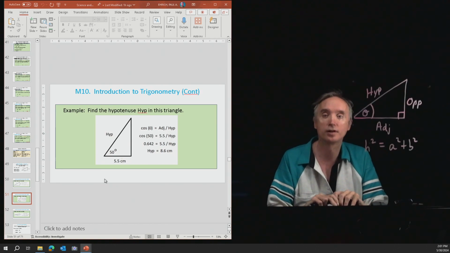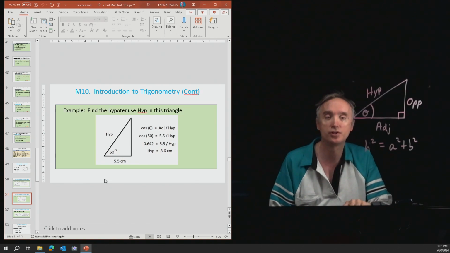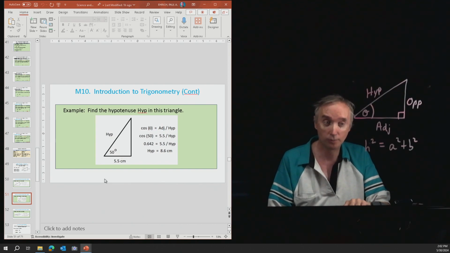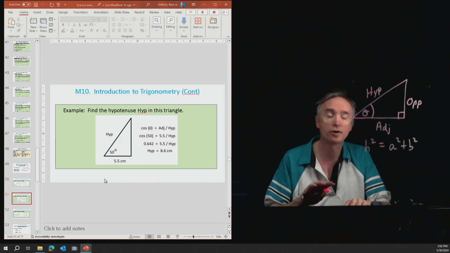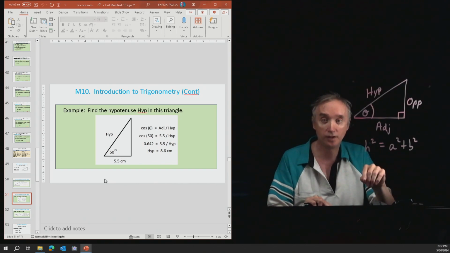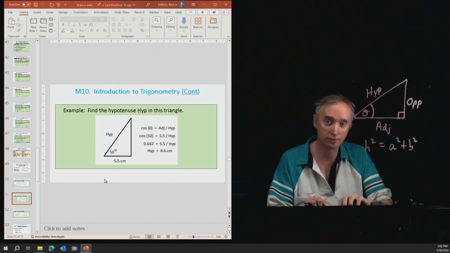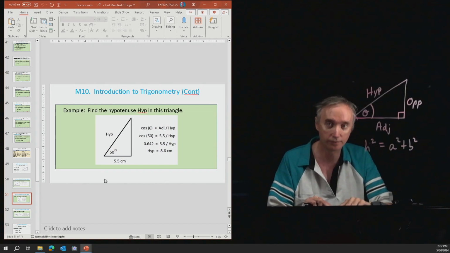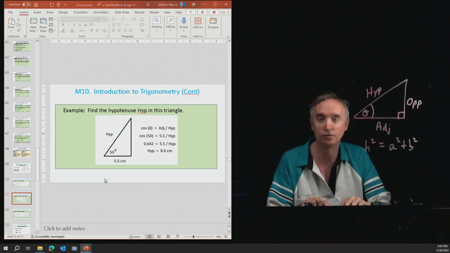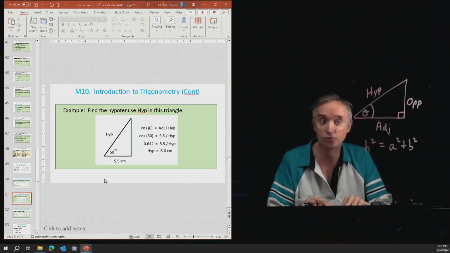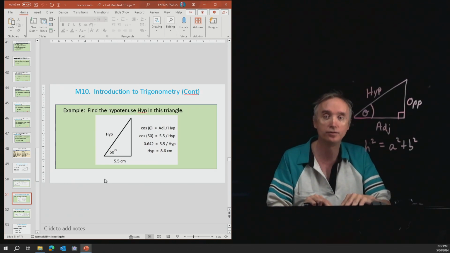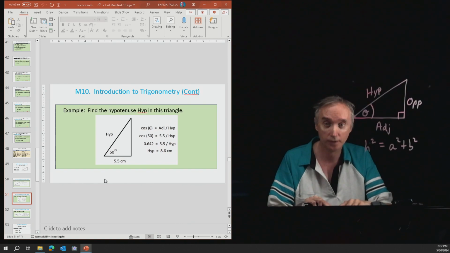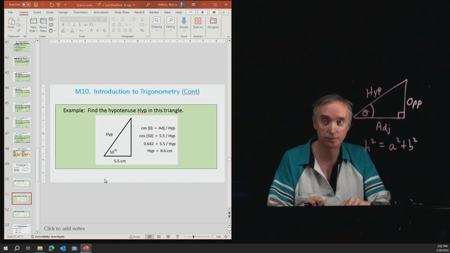Okay, and so we're going to say the cosine of the angle is the adjacent divided by the hypotenuse. We're going to plug in the angle, plug in the adjacent side, and now it's on our calculator. We are going to put 50 and then press the cosine button on your calculator. I will show you how to do that later. And that turns out to be 0.642. Now it's algebra, because all we've got to do now is rearrange the formula so it says hypotenuse equals something, and then that turns out to be 8.6.